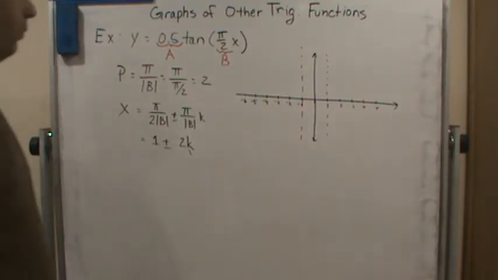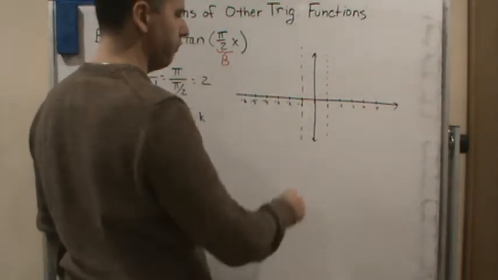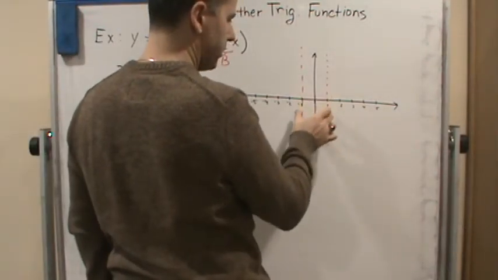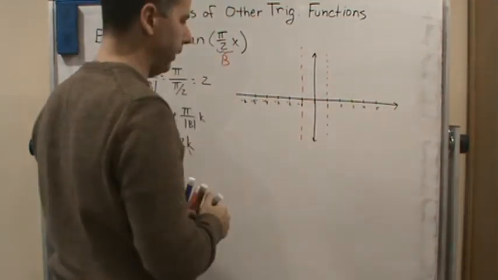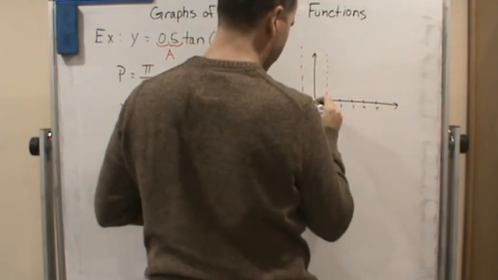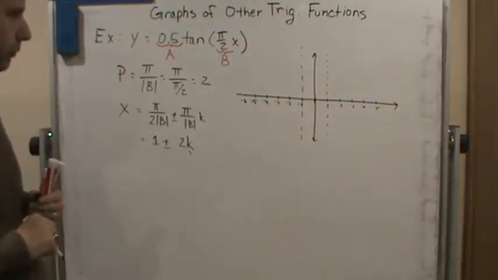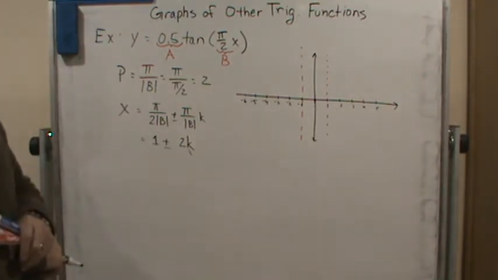Okay, so now what we want to do, just like we did before, is cut this up into quarters. So 1/4 of a period. So again, it goes through the origin, right? When x is 0, tangent is 0. So it is going through the origin just like we would think.